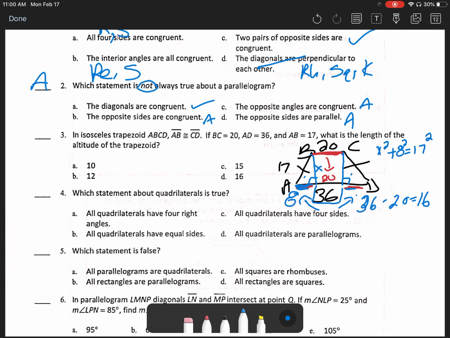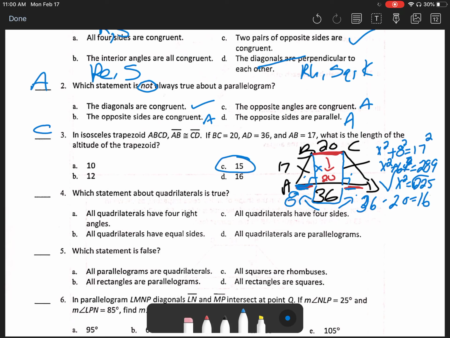I do my 64, 17 squared. Okay, so this is x squared plus 64 equals 289. X squared is equal to 225. Take the square root of each part, and the answer is C, 15.